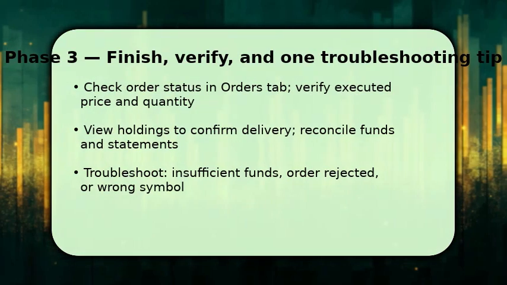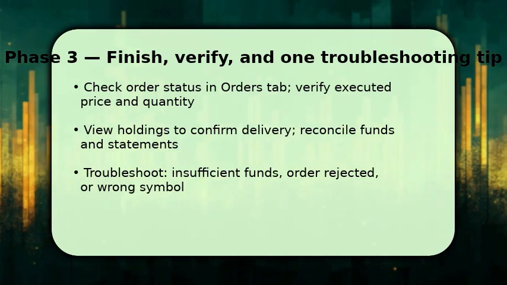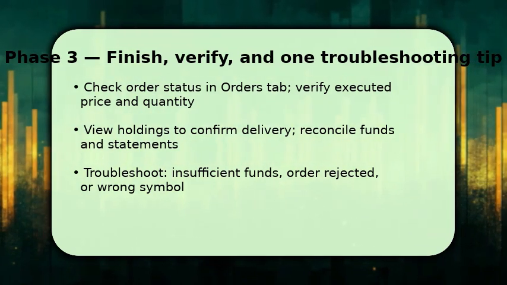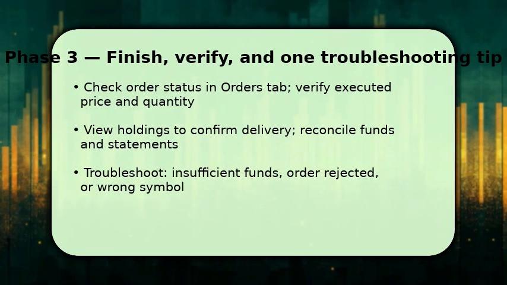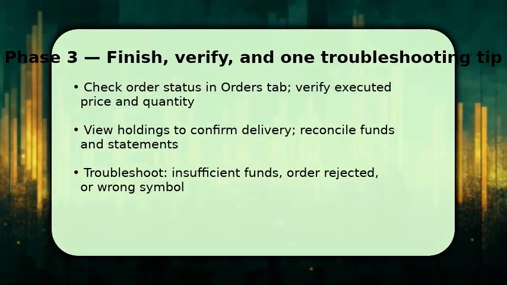You finish by checking the Orders tab for execution details and then go to Holdings to confirm shares arrived if you chose delivery. Reconcile the executed price with your available cash and brokerage charges so records match.